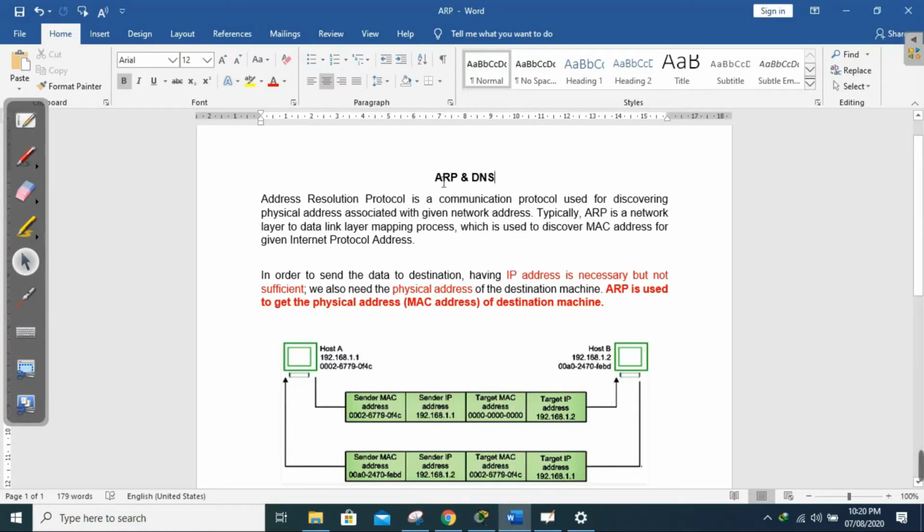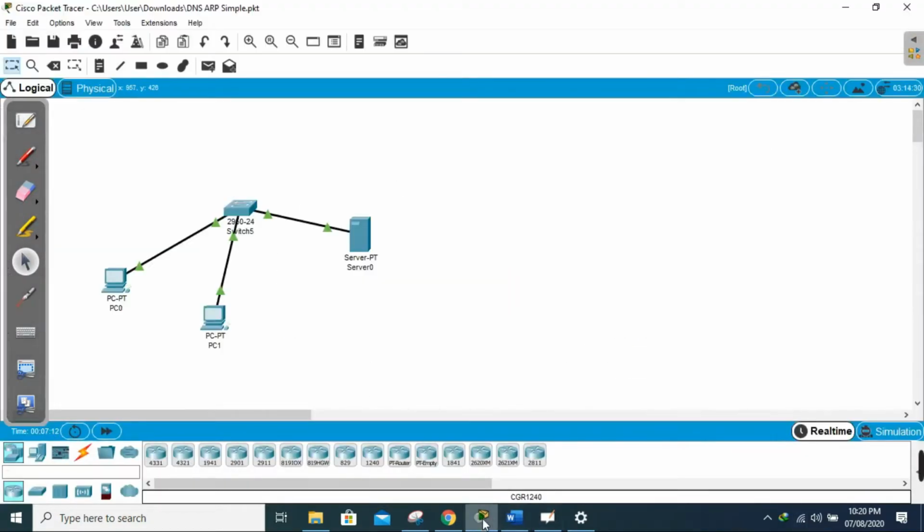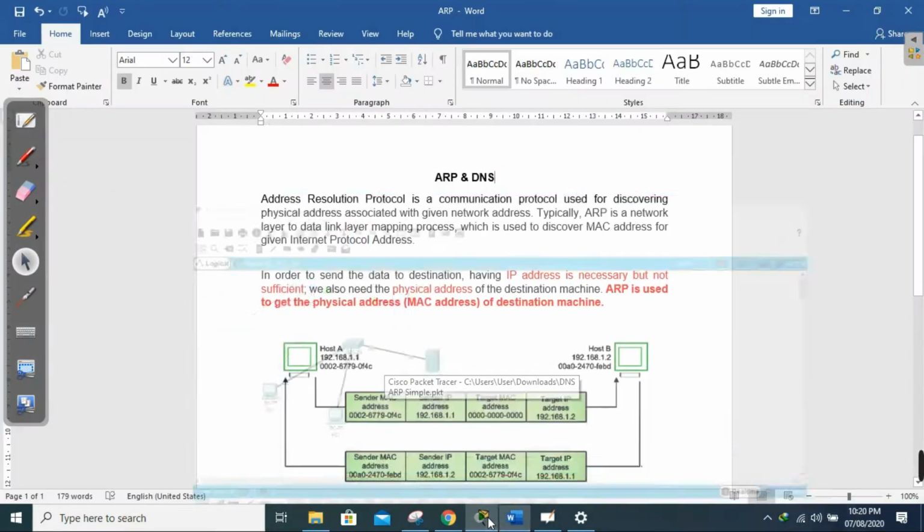Okay, so we're going to talk about ARP and DNS. At first, we're going to talk about ARP, or Address Resolution Protocol. Basically, I'm going to talk about the theoretical part first, and then I'm going to move into the practical part, which I want to show you on Cisco Packet Tracer. So let's just learn the theory first.